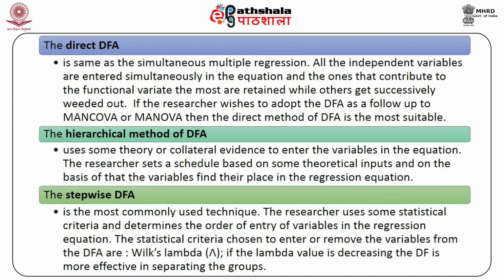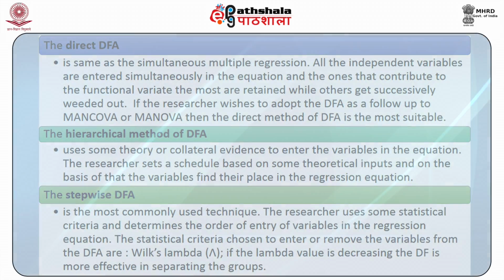Now these statistical criteria are decided by the researchers who know that the particular criteria would suit their research findings, and therefore they are applied. The statistical criteria chosen to enter or remove the variables from the discriminant function analysis can be the Wilks lambda value, or if the lambda value is decreasing, the DF is more effective in separating the groups.